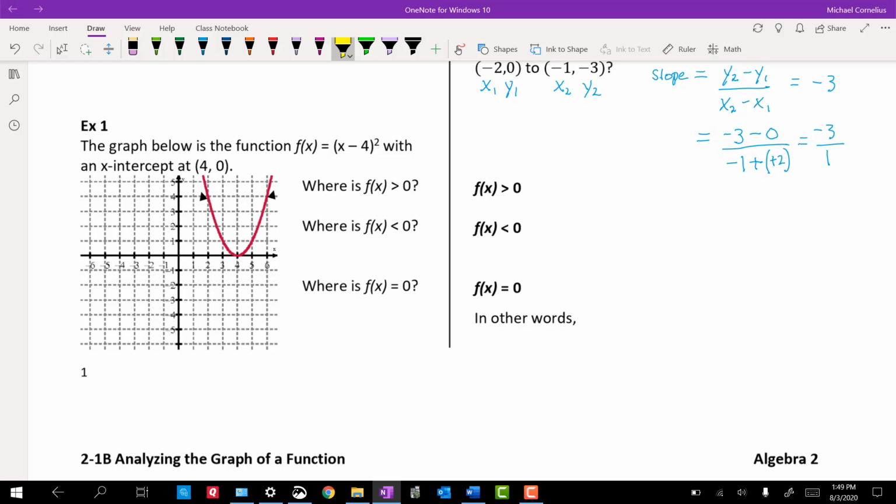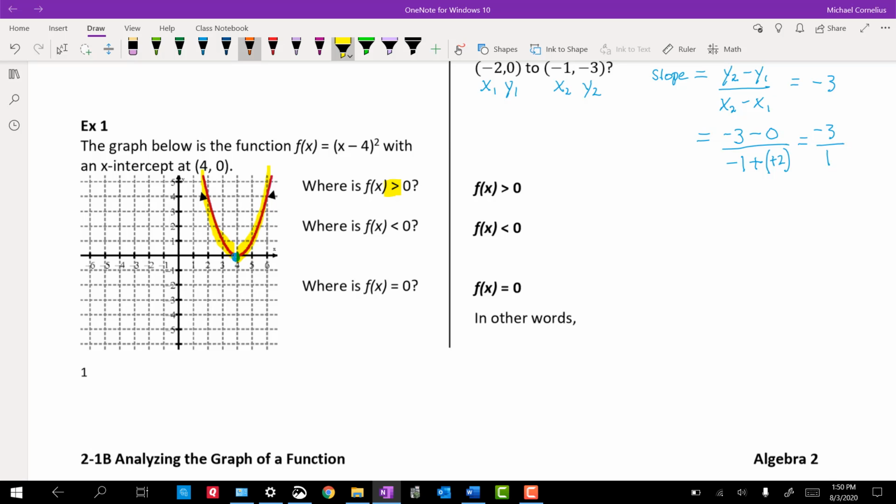The first part says, where is f of x greater than 0? No equal sign here, so greater than 0. So f of x is greater than 0 here, but then it touches 0 right there. So I'm going to put a dot right there. I touch 0 there, so I'm not going to highlight that. And then it's greater than 0 over here as well. So it looks like it's greater than 0 everywhere except x equals 4. That's where that blue dot touches.